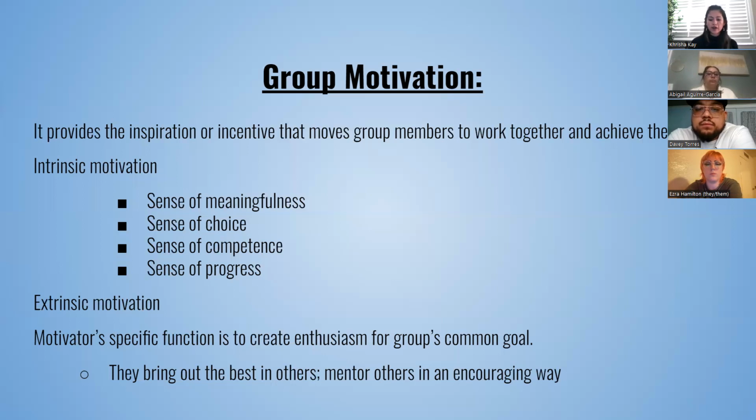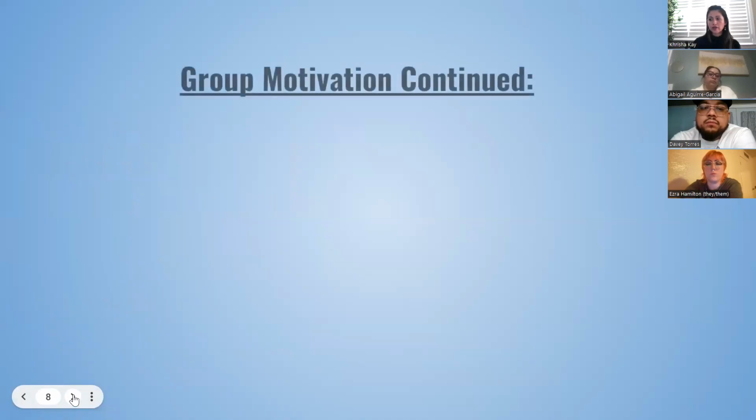So let's talk about the strategies. How did we motivate each other? Motivators' specific function is to create enthusiasm for the group's common goal. They bring out the best in others, they mentor others in an encouraging way.